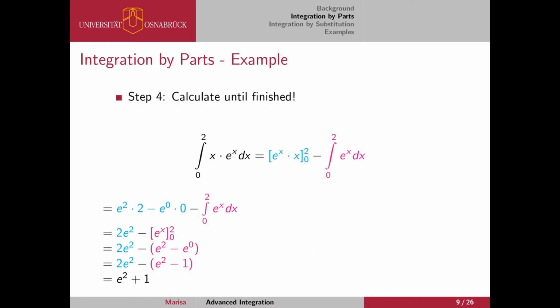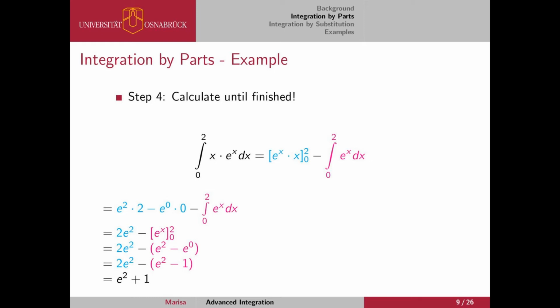The fourth and last step, as just said, is calculating until we reach the final result. The equation in the middle is the one from the last slide, so it is the formula of integration by parts, just with the terms of our example plugged in already. For the blue part here, we plug in 2 for x and subtract from it the same, but with 0 plugged in for x. It will yield 2 times e to the power of 2 in total for the blue part.